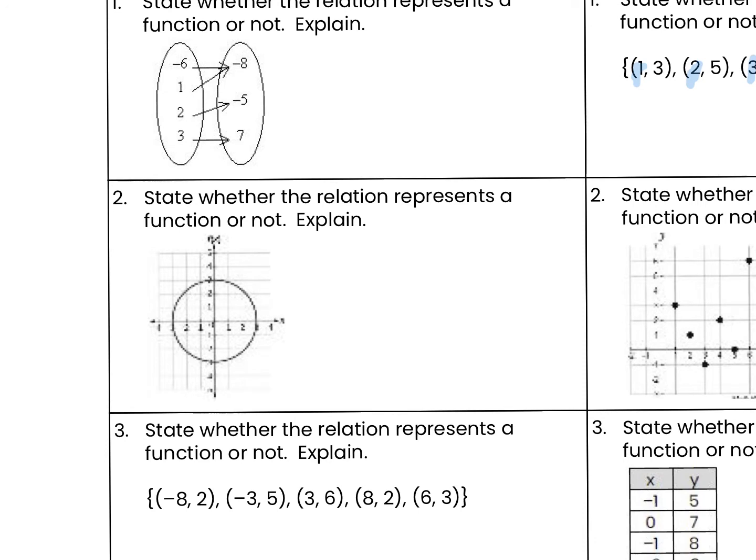Remember, we're going to use something called the vertical line test. So if I draw vertical lines through this circle, notice that it crosses the graph of the circle twice. It crosses it here, for example, right here, and it crosses it here. So this is not a function, okay? Not a function.